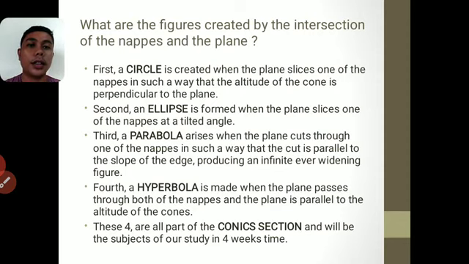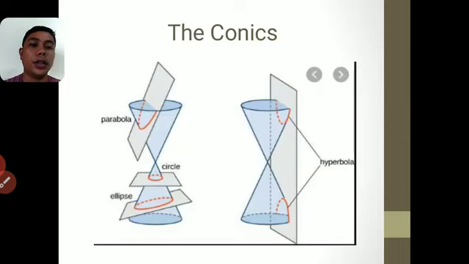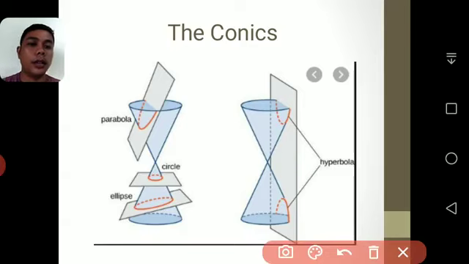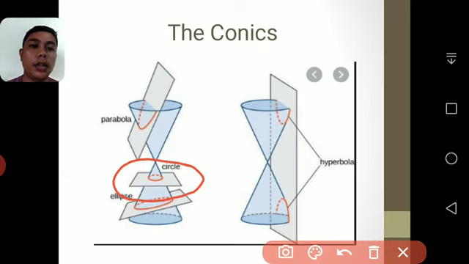First, a circle. A circle is created when the plane slices one of the naps in such a way that the altitude of the cone is perpendicular to the plane. So, let's look at the circle. Do you see the circle? Yes, the circle. The circle is right over here. But do you see the altitude?